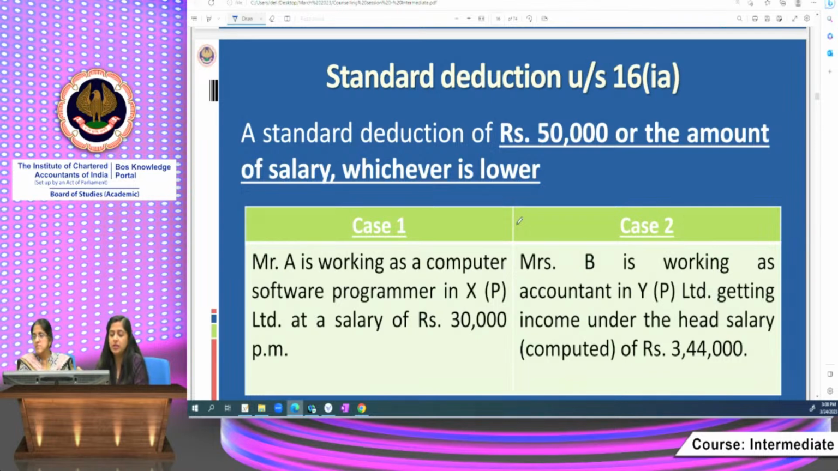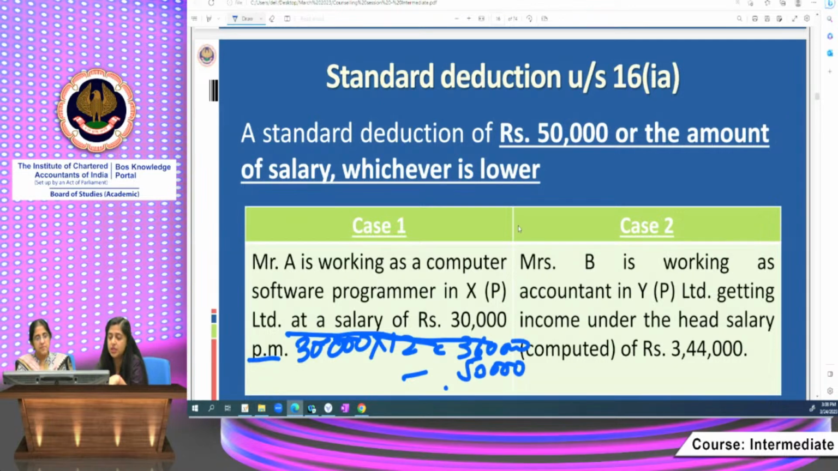Suppose in the question, salary of an individual is given per month, then definitely in that case the salary under this head is not computed. So it means that you have to provide standard deduction separately if this individual is not opting for the 115BAC. So in that case, you have to compute his salary, that is 30,000 into 12. Then you have to provide standard deduction of 15,000.